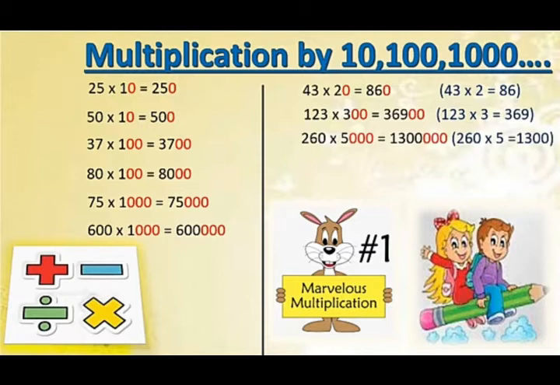260 multiplied by 5, which gives us 1300. Therefore, 260 multiplied by 5000 is 13 lakhs.